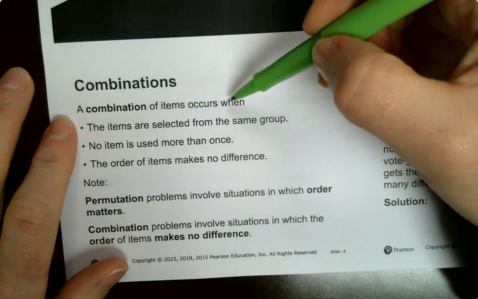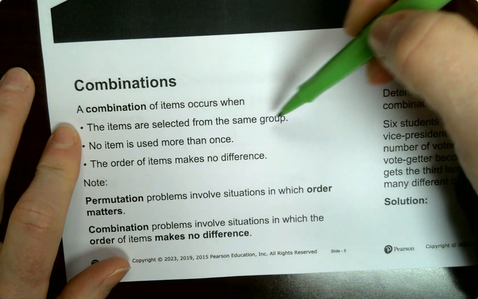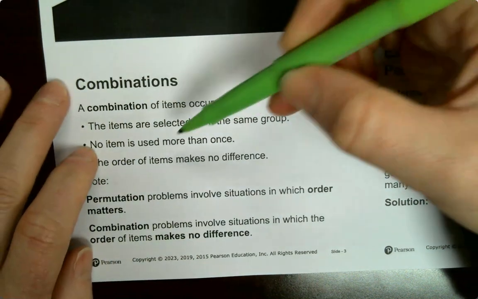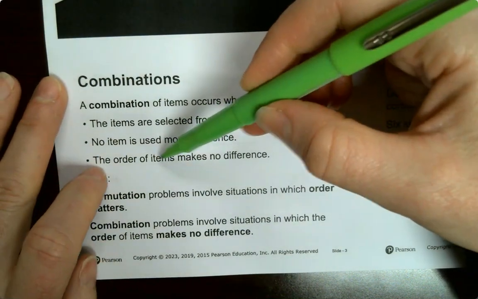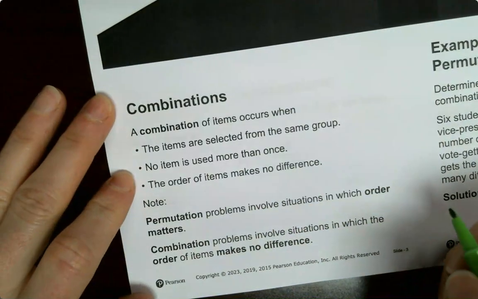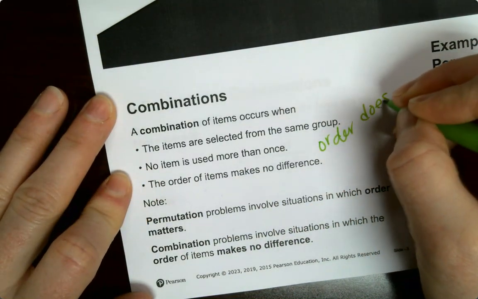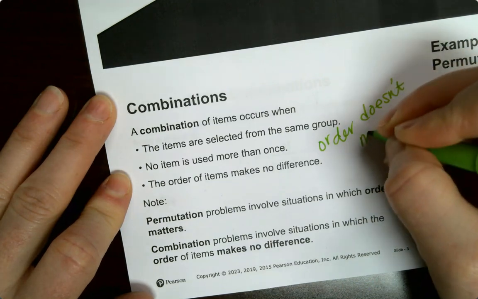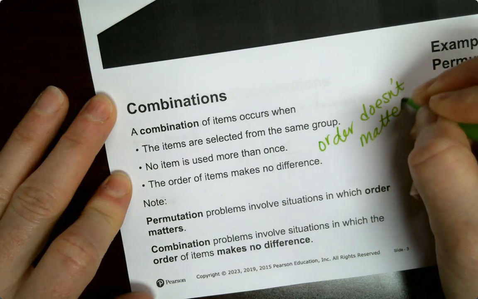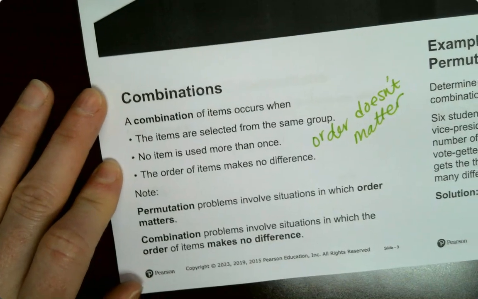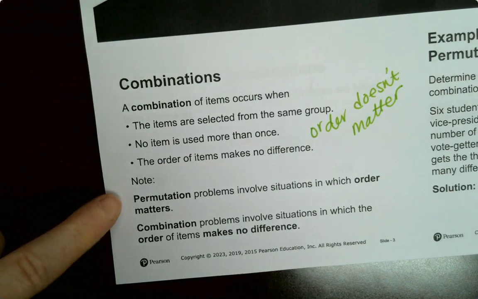A combination of items occurs when the items are selected from the same group. No item is used more than once. The order of the items makes no difference. So order doesn't matter with combinations. Okay, so we have permutation and combination.